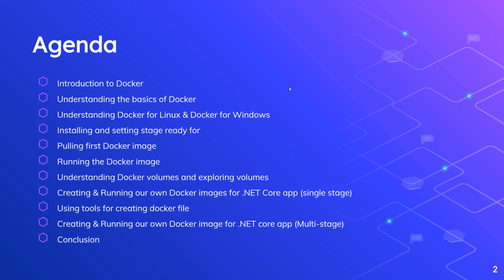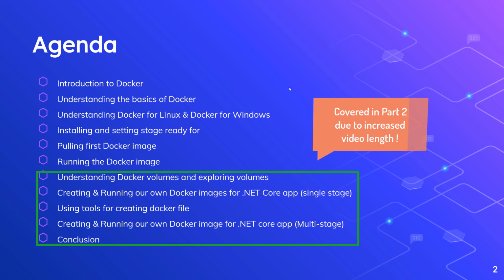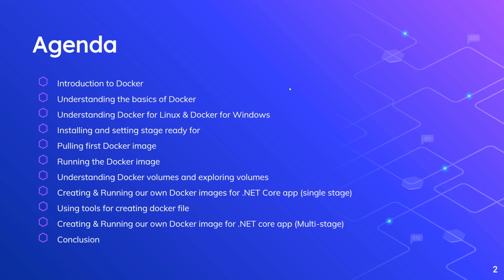And then we're going to talk about installing and getting the stage ready for Docker, pulling the first Docker image, running the Docker image, understanding Docker volumes, and even exploring the Docker volume right inside a container, and then creating and running our own Docker images for a .NET Core application, like a single-stage Dockerfile. And then we're going to use tools for creating the Dockerfiles. There are many different tools available, and we're going to talk about that.